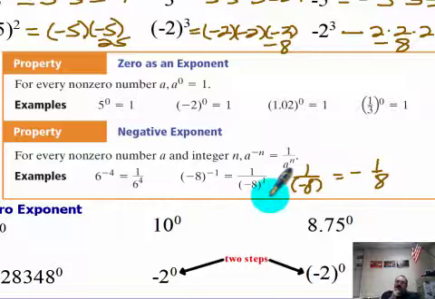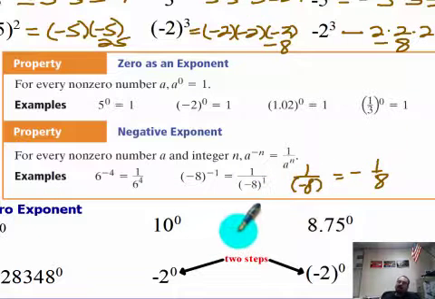So that's a summary of how we will do 0 and negative exponents, and I will show you that with some more examples in the next section.